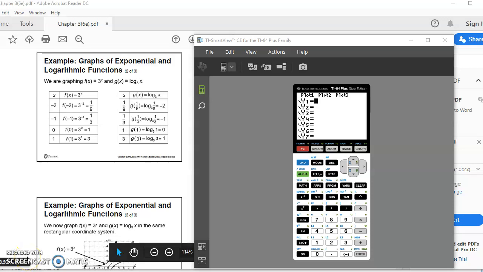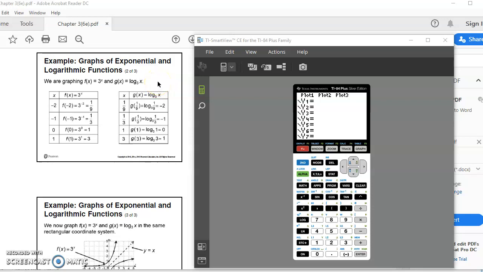Hi there. Today I'm going to talk about how to graph a logarithmic function using your graphing calculator. I'm using this slide right here, which is in section 3.2. And I'm going to graph this function over here on the left, g of x equals log base 3 of x.